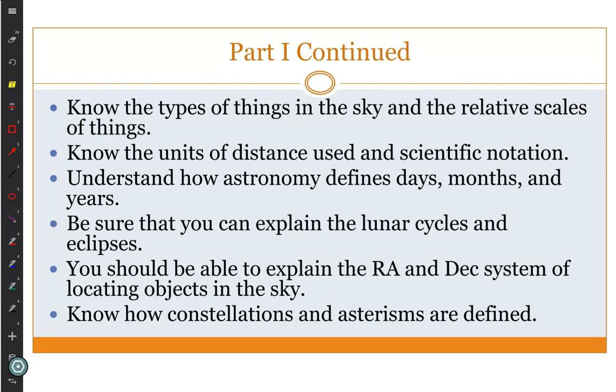the difference between a lunar eclipse and a solar eclipse and what causes them, why we don't have a lunar eclipse every time we have a full moon, why we don't have a solar eclipse every time we have a new moon. The way we identify things in the sky, make sure you're clear on what right ascension is, what declination is, what direction the Earth rotates.